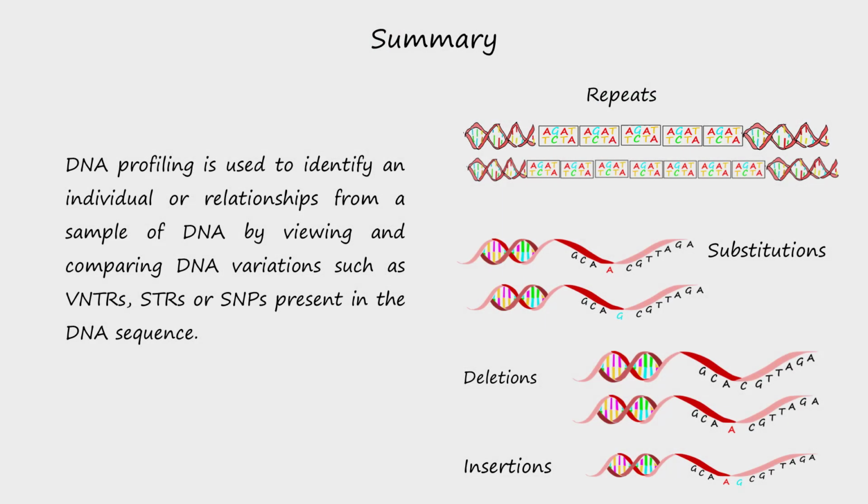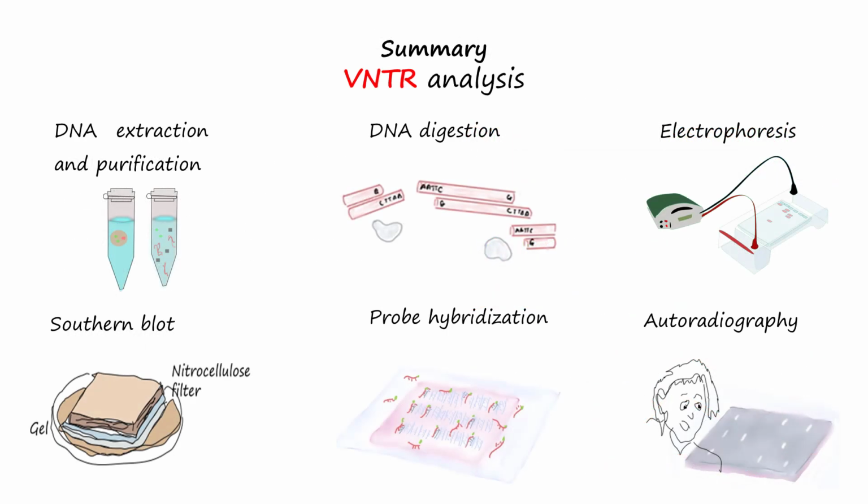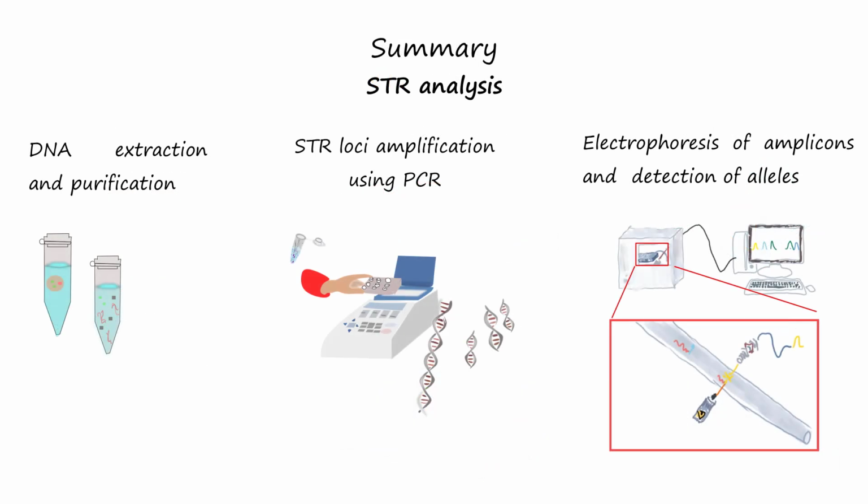So in summary, DNA profiling is used to identify an individual or relationships by comparing DNA variations such as VNTRs, STRs, or SNPs present in the different DNA samples. VNTR analysis involves DNA extraction, DNA digestion, electrophoresis, Southern blot, probe hybridization, and autoradiography. STR analysis involves DNA extraction, STR loci amplification using PCR, electrophoresis of amplicons, and detection of alleles as bands from autoradiography or peaks in an electropherogram.